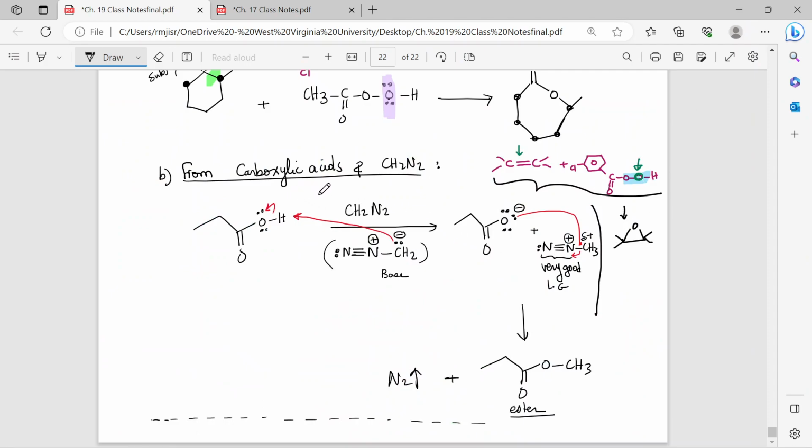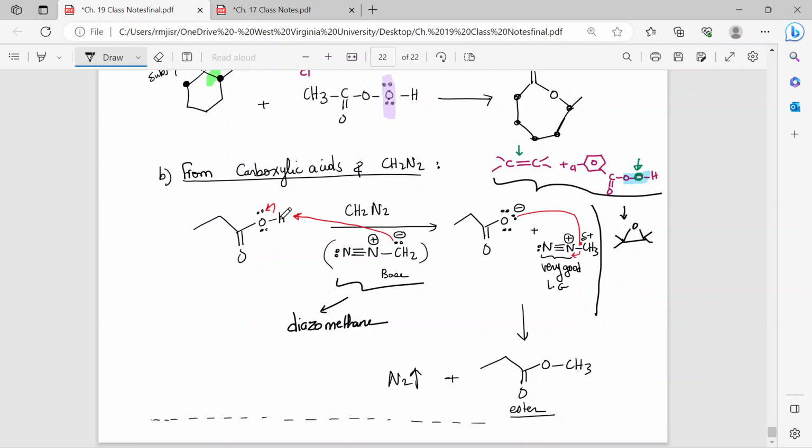The last reaction, we can prepare esters by reacting with diazomethane. So this one is called diazomethane. And diazomethane has one of these Lewis structures in there. So this is going to act as a base. If you write the Lewis structure for it, you're going to see that the carbon is going to assume a negative charge, so it's considered to be a carbanion. So that is going to act as a base.